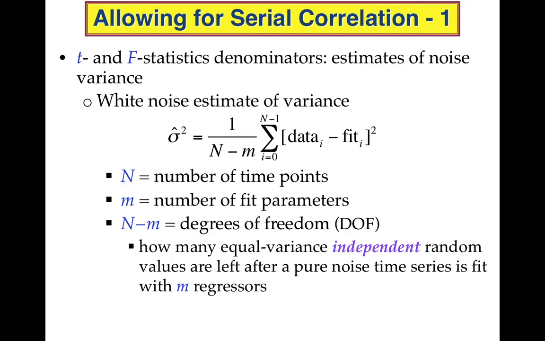And n minus m is sometimes called the degrees of freedom, which is a somewhat opaque term in my opinion. It's basically the measurement of how many equal variance independent random variables are left after a pure noise time series is fit with some model with m regressors. It might better be called degrees of fluctuation because it's measuring how much randomness is left after you fit a model.